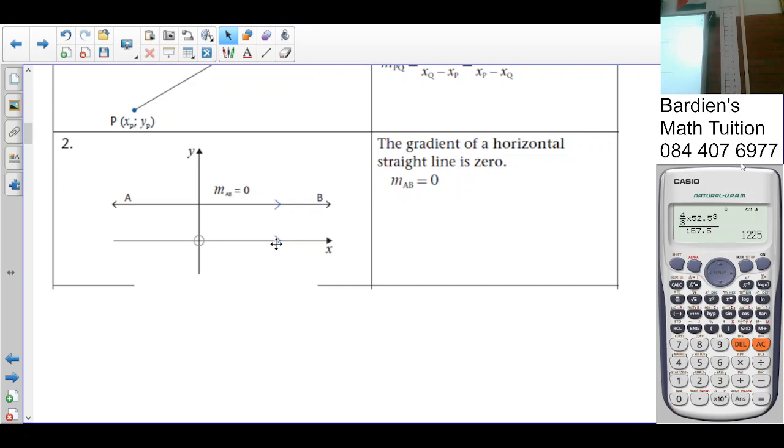People, if the line is parallel to the x-axis, what does that mean? It means to say that the gradient is 0. So make a note there. Copy. Make a note in your book. If a line is parallel to your x-axis, your gradient is 0. Okay.